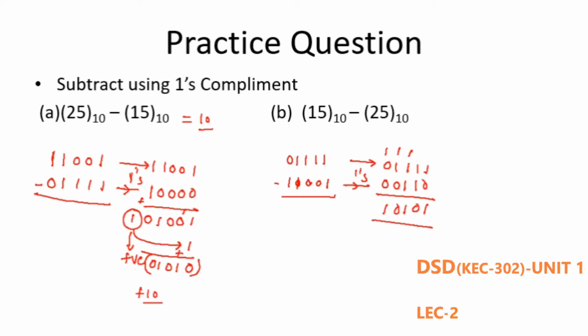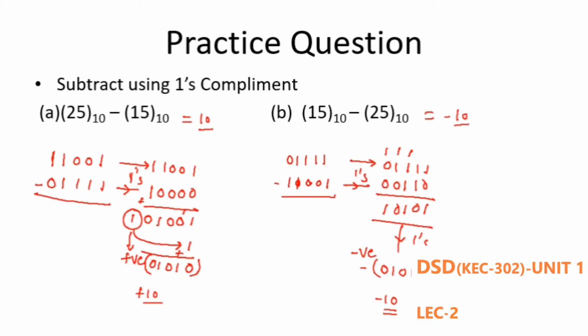Now there is no carry. Carry is not generated, that means my answer is negative. And to get the answer as per the rules, I have to again take the 1's complement of this number. So if I again take the 1's complement, it will become 0 1 0 1 0 with a negative sign. So I can easily see that the answer is the same, but this time it is negative. That means it is minus 10, which is absolutely correct, because 15 minus 25 is actually equivalent to minus 10.